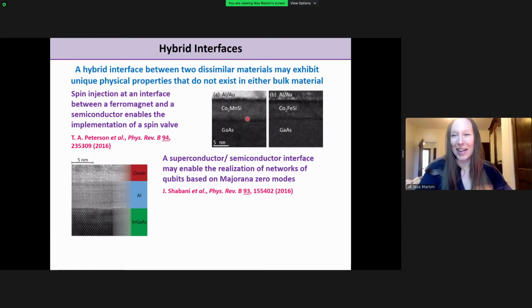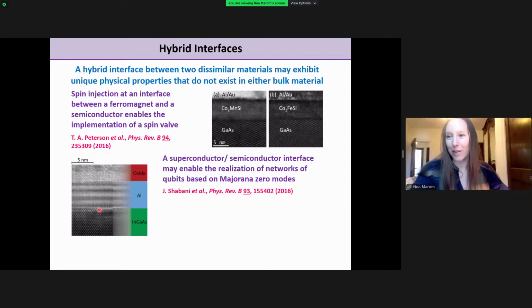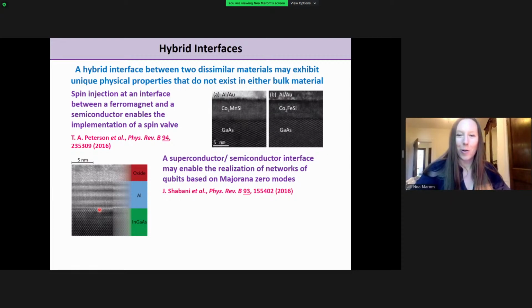background. So at this interface, you can get spin injection from a ferromagnet into a semiconductor, and that can enable the implementation of spintronic devices. And then the superconductor semiconductor interfaces are of interest currently for the potential realization of quantum bits based on Majorana fermions. So that's the motivation for studying some of these interfaces. And of course, there are many other interfaces that are of interest for various purposes.